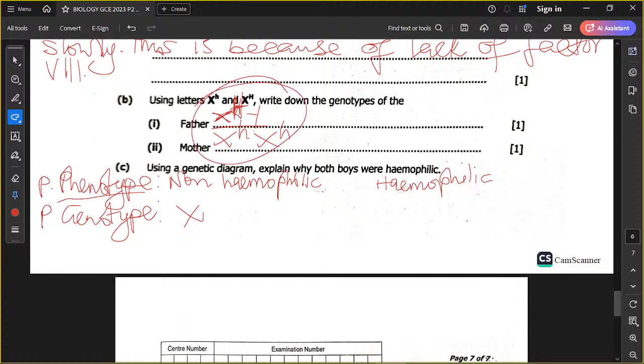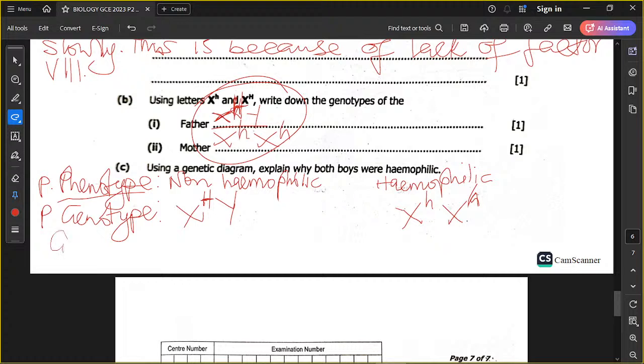So it's going to be X capital letter H, then Y. I'm going to spread them a bit, or let me just first write them like this. I'll spread them in the second step. So here for the mother it's X small letter h, X small letter h. Okay, now like that.